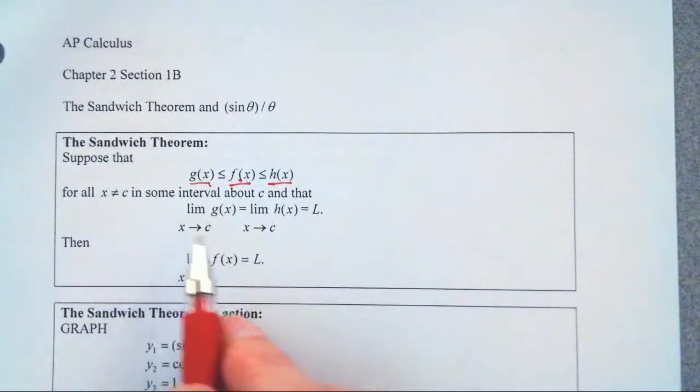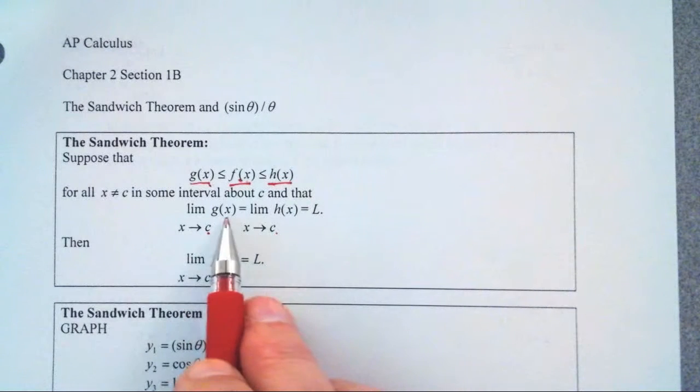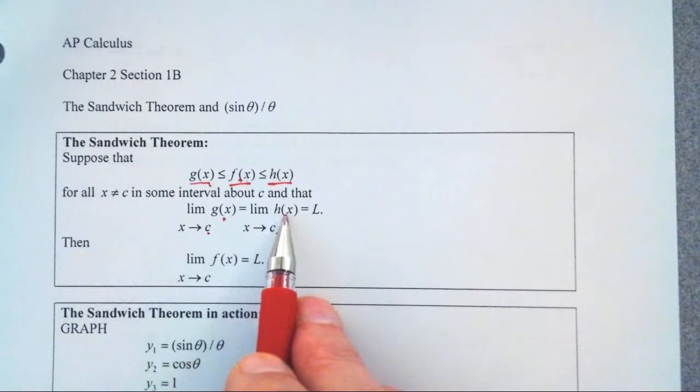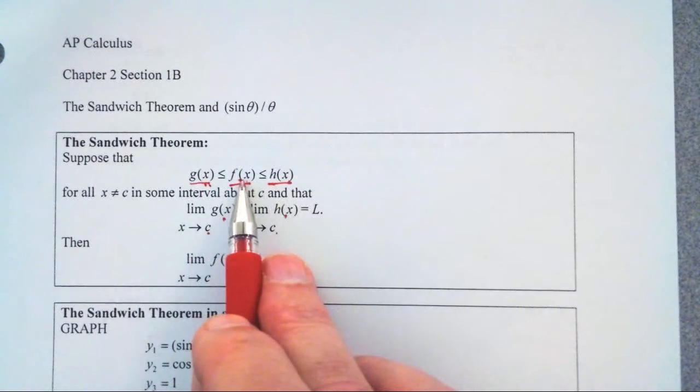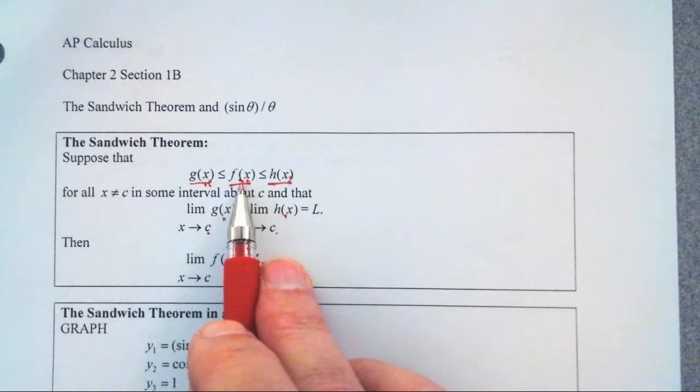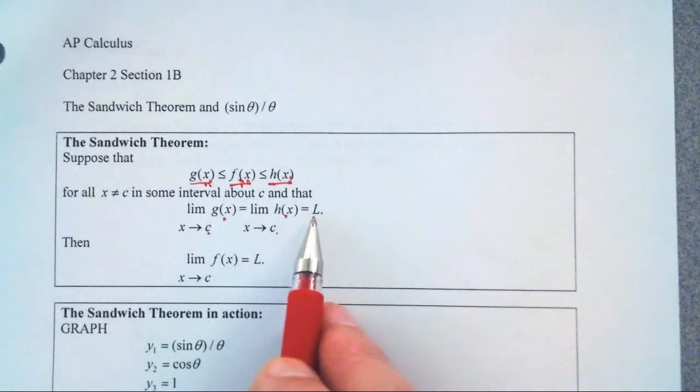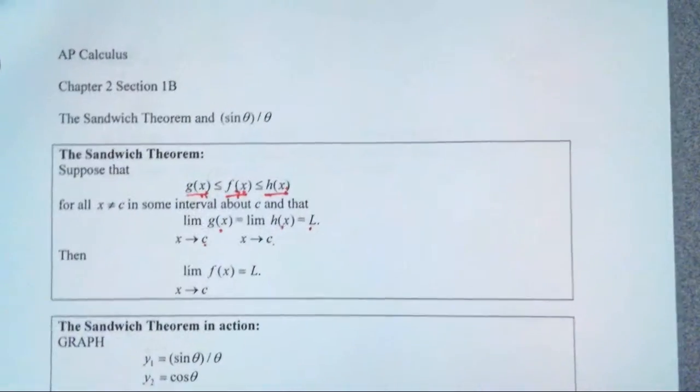If there's a point on the graph, let's say at C, where the height of g equals the height of h, if this one equals that, and f's at least as big as this, and f's no bigger than that, mustn't f be the same height? Mustn't it be at L as well? Here's a better way of maybe saying that and getting it across.